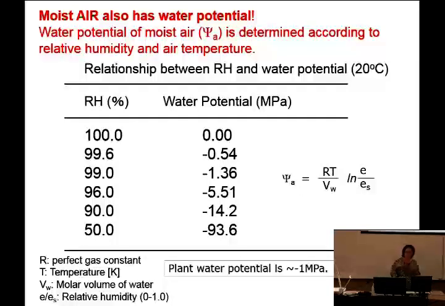And then as humidity goes lower and lower, the water potential of the air gets more negative, lower and lower. So as you can see, 100% is zero megapascal, right? And 99.6% humidity, which is near saturation, already has about negative 0.54 megapascal.